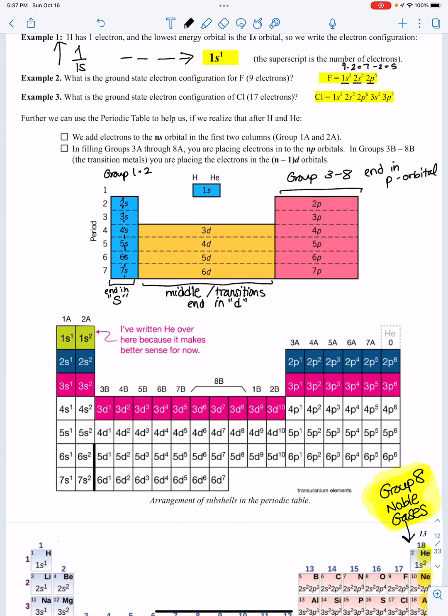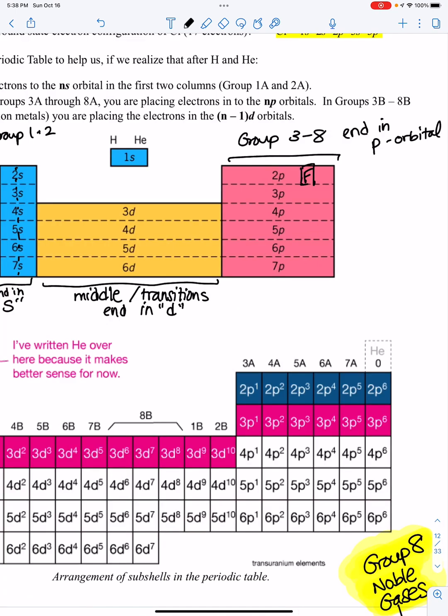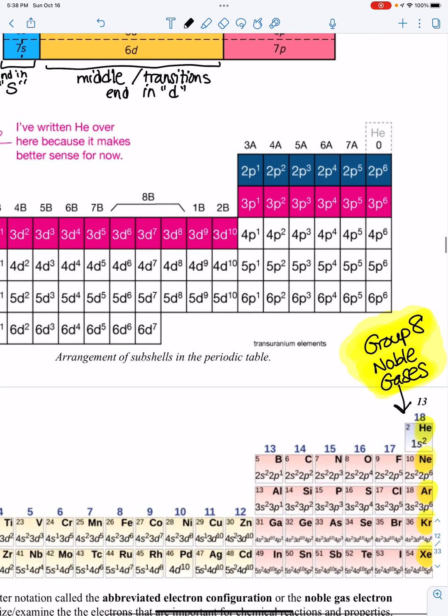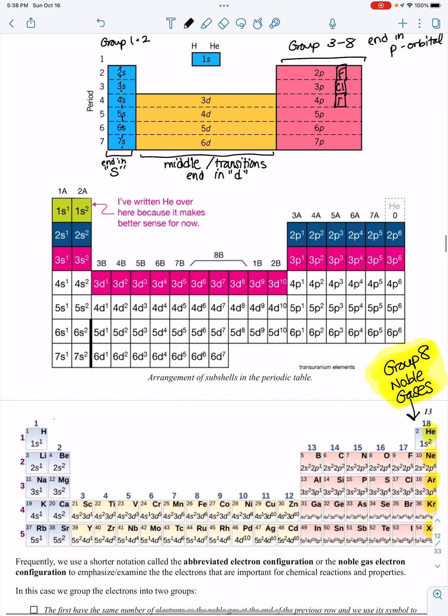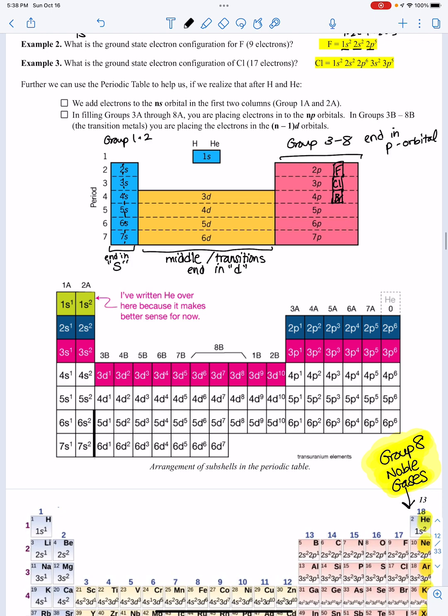So if I'm looking on the periodic table right here, let's say this is fluorine. Fluorine is going to end in 2p. But below fluorine is chlorine. Chlorine is going to end in 3p. Below chlorine is bromine. Bromine is going to end in 4p, and so on and so forth. So that's a nice little trick for us to remember. And look, I have them kind of drawn out here.